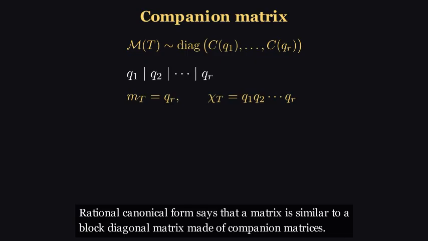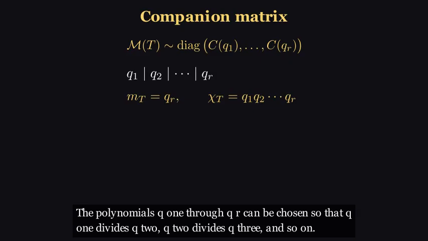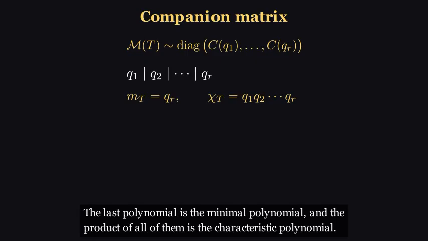Rational canonical form says that a matrix is similar to a block diagonal matrix made of companion matrices. The polynomials q1 through qr can be chosen so that q1 divides q2. q2 divides q3. And so on. The last polynomial is the minimal polynomial. And the product of all of them is the characteristic polynomial.